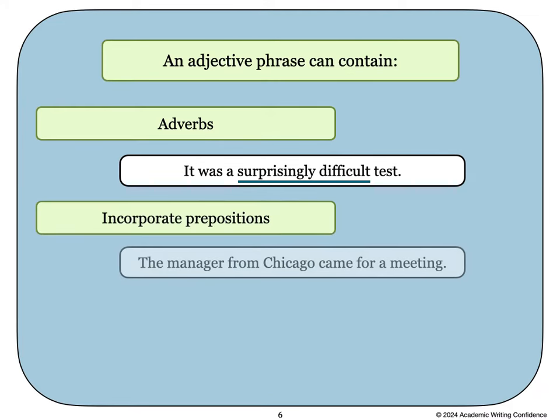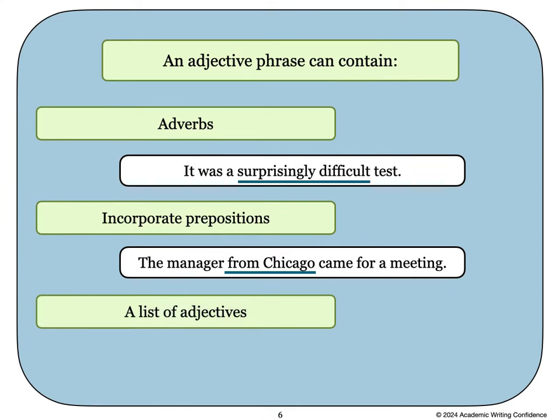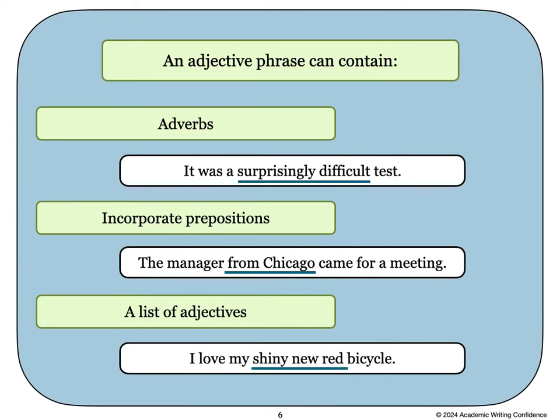An adjective phrase can also incorporate prepositions. The manager from Chicago came for a meeting. And as we've already seen, it can contain a list of adjectives. I love my shiny new red bicycle.